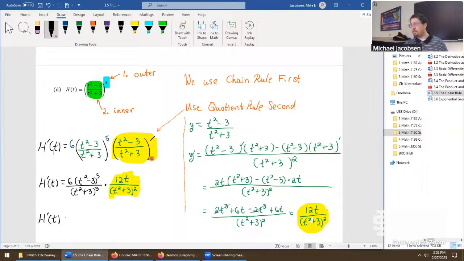And final step on this one, h prime at t is first going to be 6 times the 12 here for a 72 times t squared minus 3 to the 5th power. And then the whole reason we took this power 5 and raised the numerator denominator to the 5th power is because t squared plus 3 to 5th power is the same base as this one, t squared plus 3 to the 2nd power. So those also combine and give us the answer as simple as possible, t squared plus 3 to the 7th power. And that's our total derivative on this one.